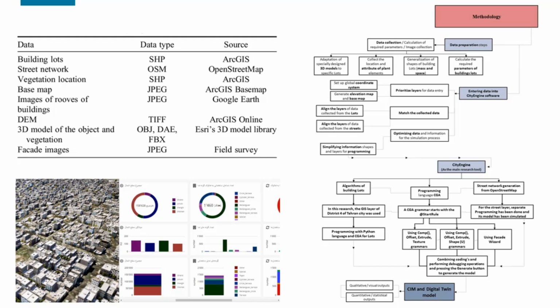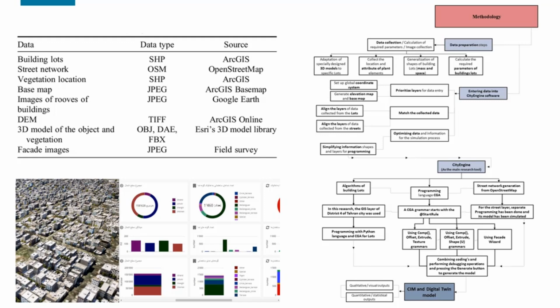Data from various sources, including building lots, street networks, and vegetation locations, were collected and processed. These datasets were imported into CityEngine, where they were combined to create a comprehensive 3D model. The flowchart on the right illustrates the steps involved in data collection, preparation, and integration into the CIM and digital twin model.